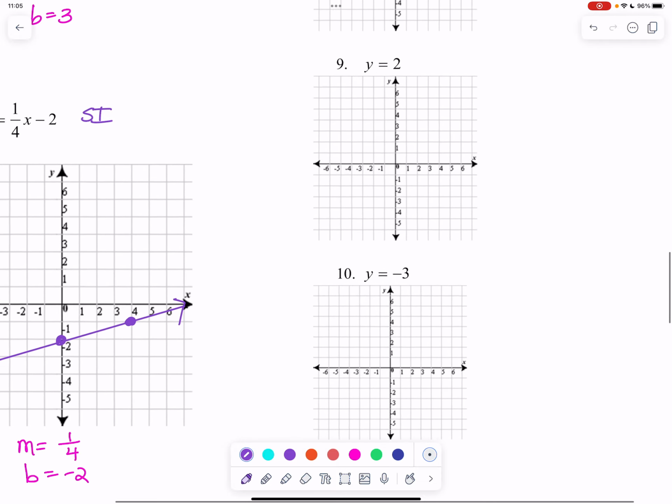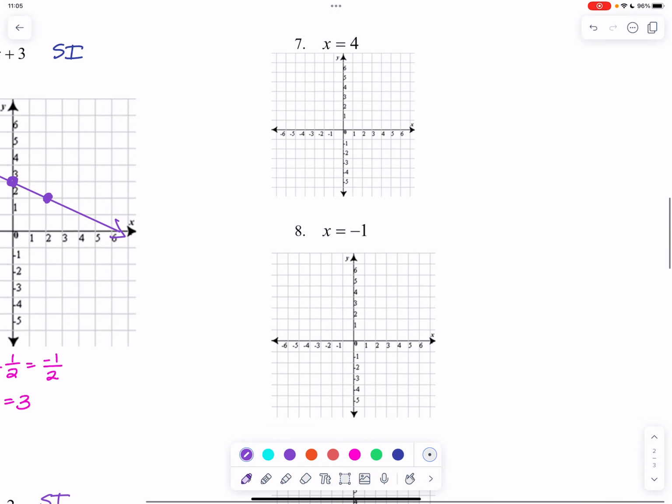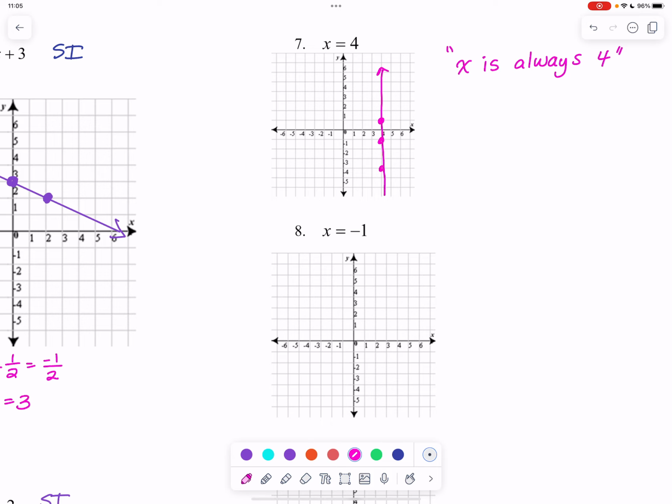Let's go ahead and take a look at number 7. And here we want to keep in mind, we want to say x is always 4. And we could do the same for each, but let's talk about this. If x is always 4, we really don't care what the y value is. And we do have a vertical line. So keep in mind that when we have x equals some number, that means we have a vertical line. And that also means that the slope is undefined.